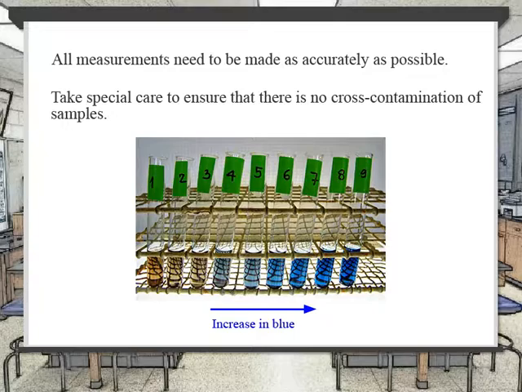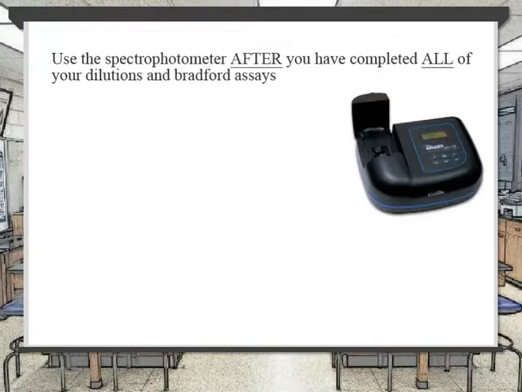After you read a sample, you will rinse the cuvette using the provided water bottles. You will want to shake out any remaining water droplets before you add the next sample.